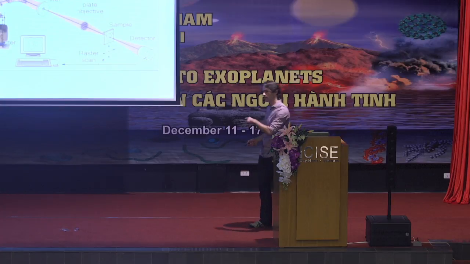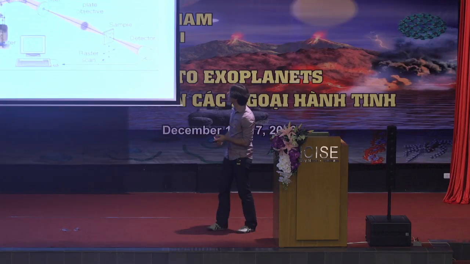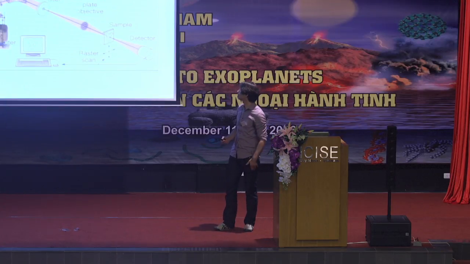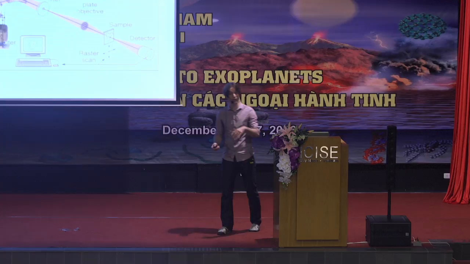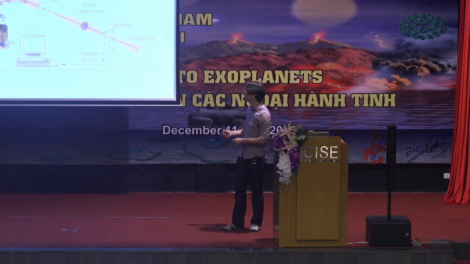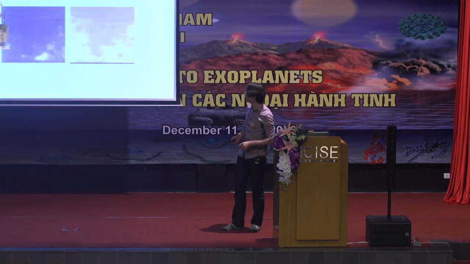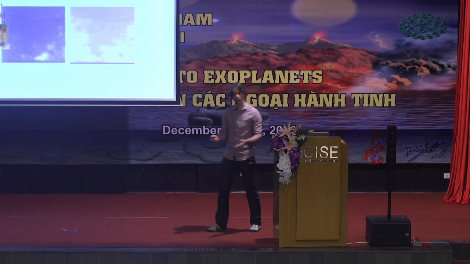Okay. The next step is we do XANES. And XANES is X-ray absorption near edge structure spectroscopy, which you do at a synchrotron. I use the ALS in Berkeley and the synchrotron in Hsinchu in Taiwan as well. And it's essentially just transmission spectroscopy, but again, this can raster, and so you get image information at multiple wavelengths. So you can do images for each.